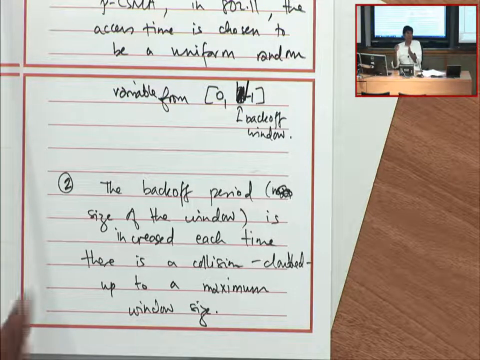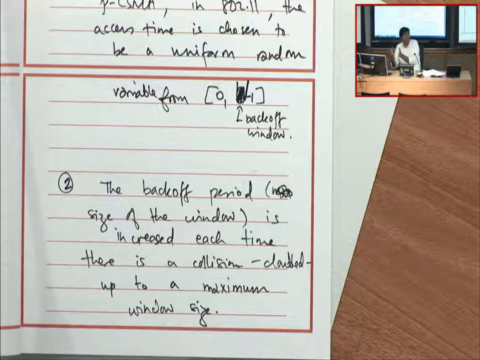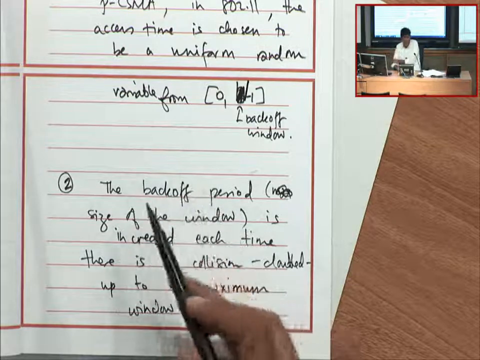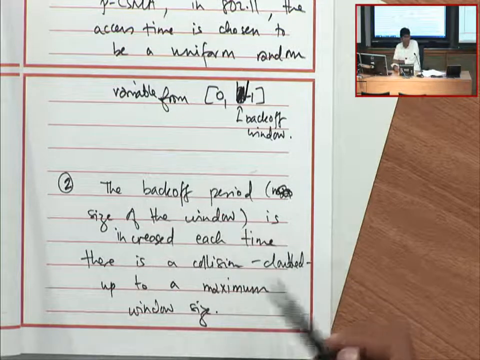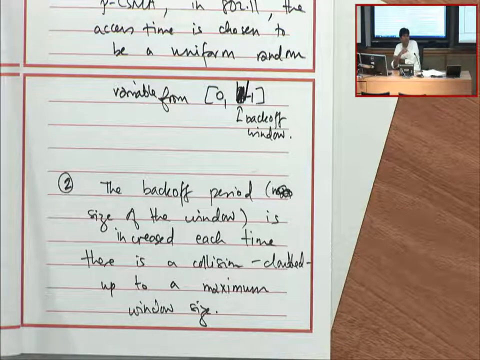Every time there's a collision, though, you'll keep doubling it. So we'll go from W to 2W to 4W to 8W and so on until you hit a certain maximum size. When you hit a maximum size, you keep it at that value, and then you keep repeating. So this part of it, where you adjust the back-off period to the collisions, is something that's done in 802.11. We don't see that in the PCSMA.